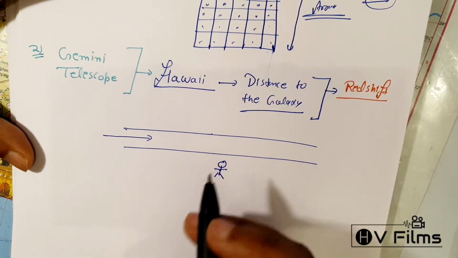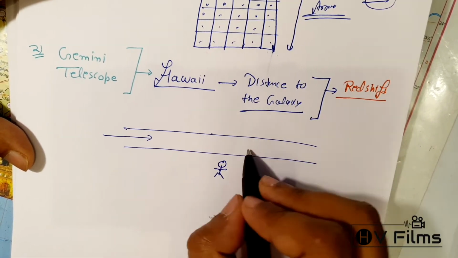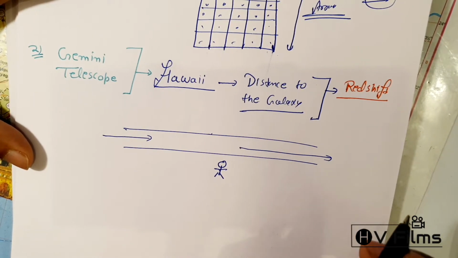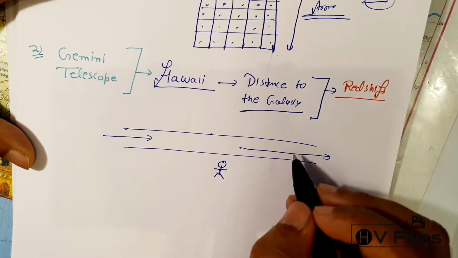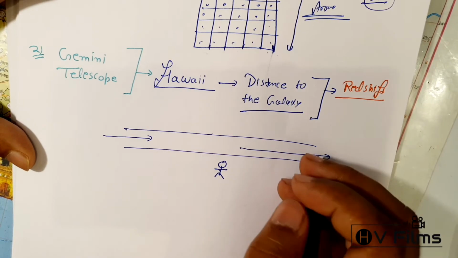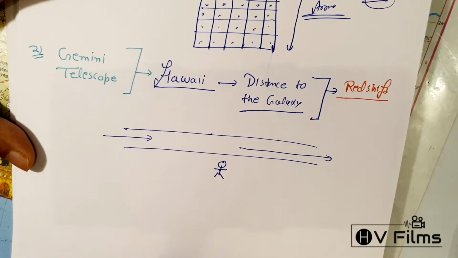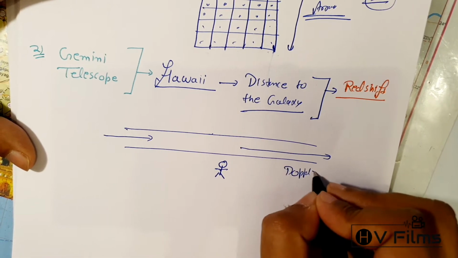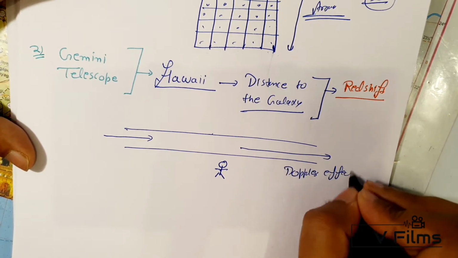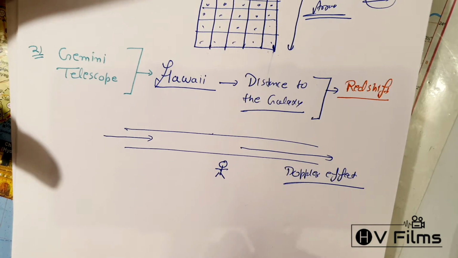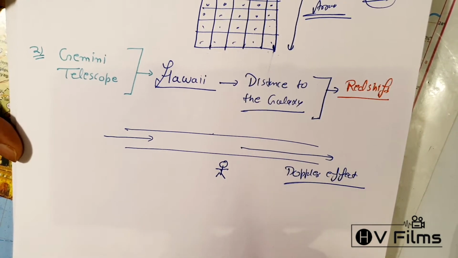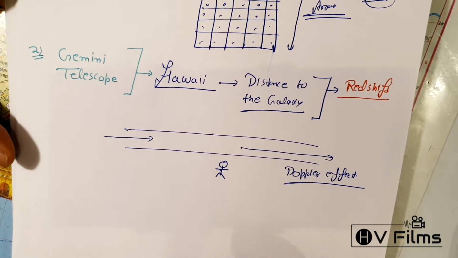sound itself increases, right? And when it passes away from you, similarly the sound's frequency and wavelength keep on decreasing. So this effect of increasing and decreasing when an object comes closer to you and moves away from you is called the Doppler effect. Now the same principle is used to determine the distance of galaxies, how far they are from us and how close they are to Earth.